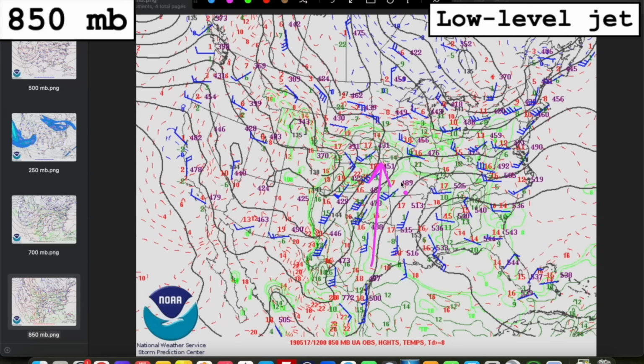As we talked about earlier, that moisture source for most of our severe weather events in the U.S. comes from the Gulf, or at least the southern states in the U.S.